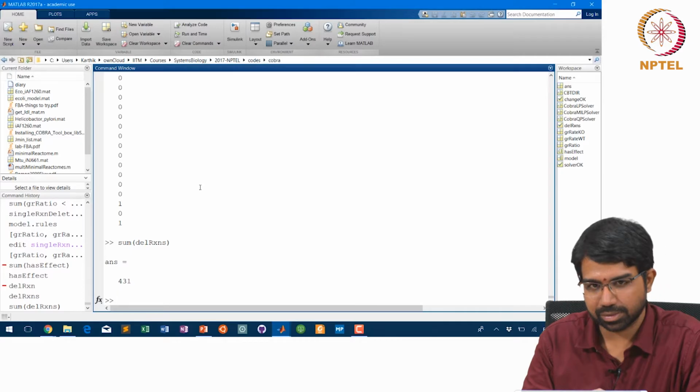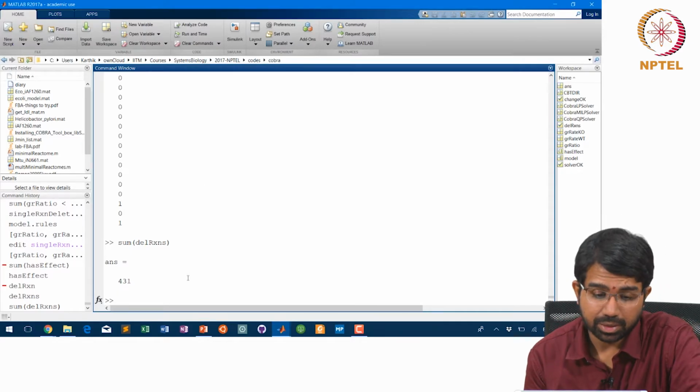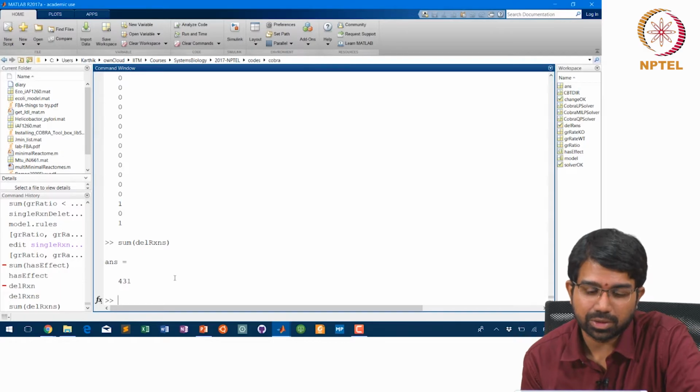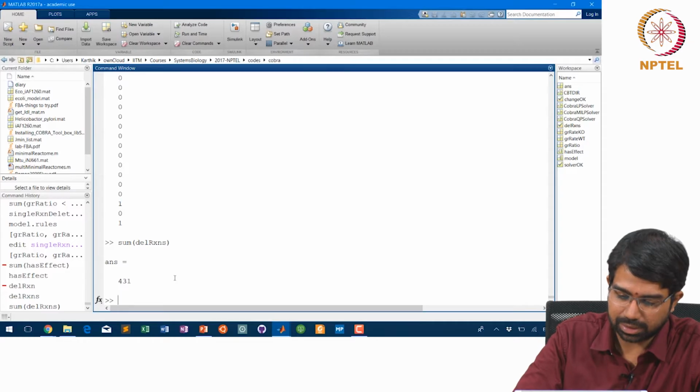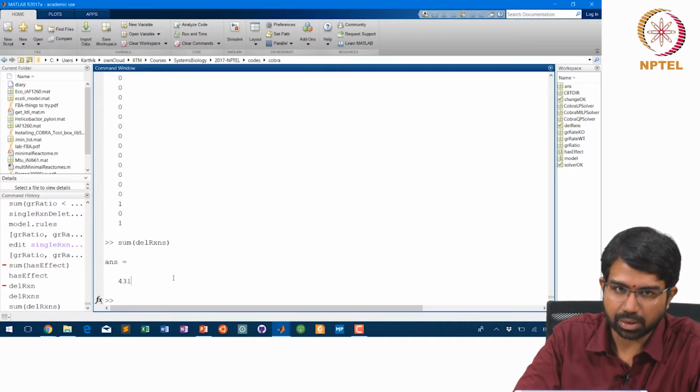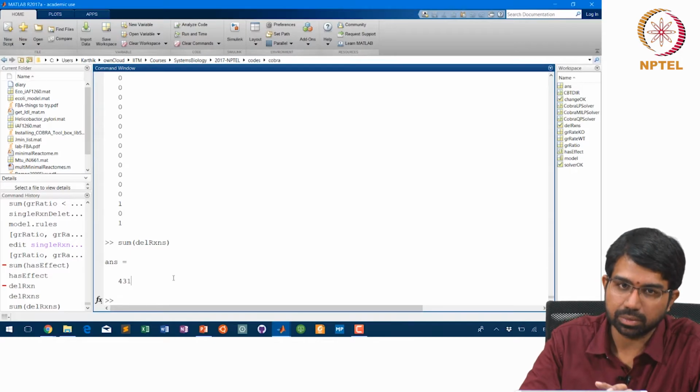I thought I fixed this. Anyway, so there are 431 reactions that cannot be knocked out. So, if I start with a subset of this reaction set, let us just say deleted reaction, the del reaction is the deleted reactions, right? So 431 reactions can be deleted, right?